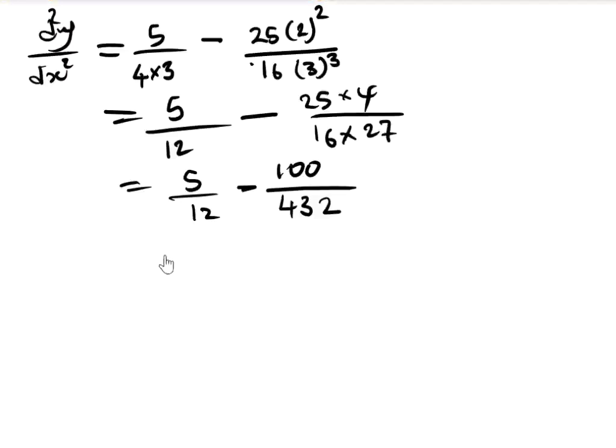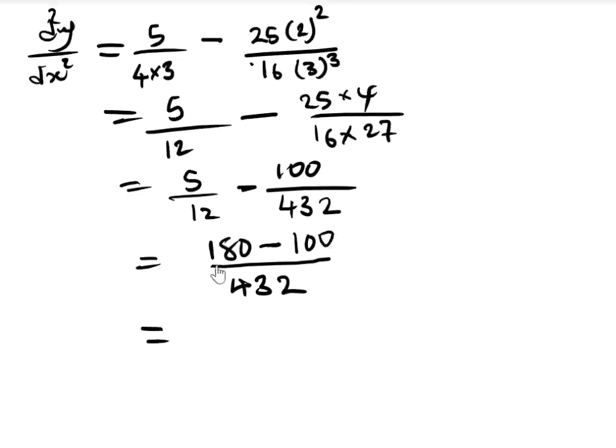At this point, we have to simplify further, and we need to find the LCM of 12 and 432. That is a number both 12 and 432 can divide without remainder. I think it's 432. 12 divides this 36 times, and 36 multiplied by 5 will be 180. Then minus, 432 divided by 432 will be 1, and 1 multiplied by 100 is 100. And this is equal to 180 minus 100 will be 80 divided by 432.